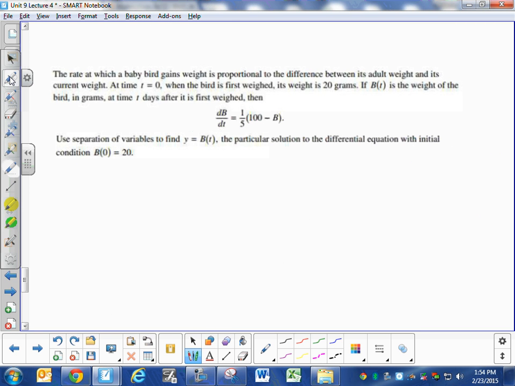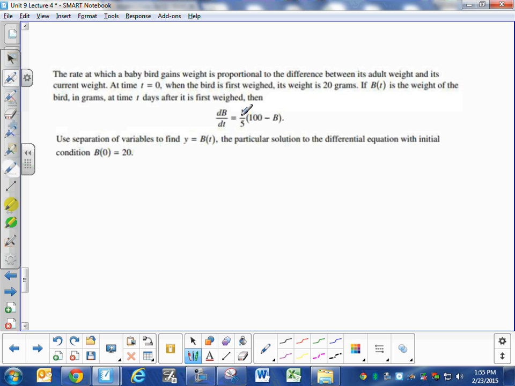All right, this is problem, I believe, number 2 in your homework. It's talking about the rate at which a baby bird gains weight proportional to the difference between the adult weight and its current weight. At time t equals 0 and the bird is first weighed, its weight is 20 grams. B of t is the weight of the bird, then dB over dt is equal to this equation. We're asked to use separation of variables to find y equals B of t, the particular solution to the differential equation with the initial condition B of 0 is 20.